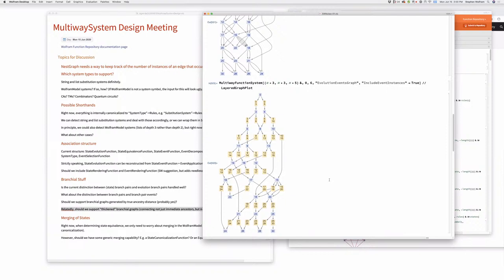Why are you doing that? I don't understand. Why do you need an event decomposition function of that type? I mean, isn't this good enough, that this is just saying 9 turns into 14 and 12? Yeah, but this is nothing you couldn't have done with NestGraph. The power of multiway system comes in the things that aren't the state evolution function, like the event decomposition function.